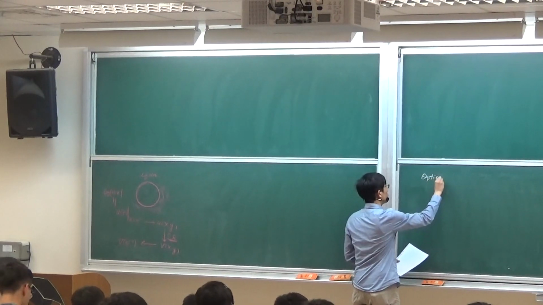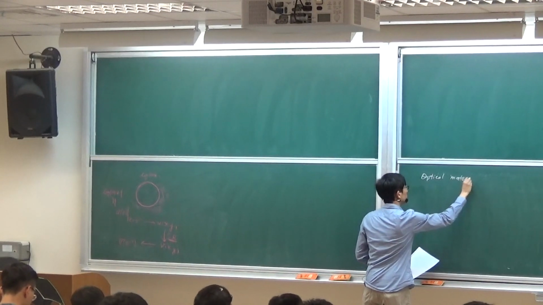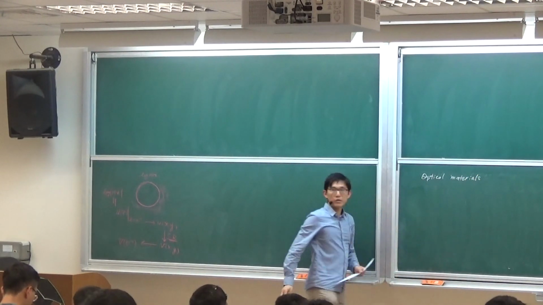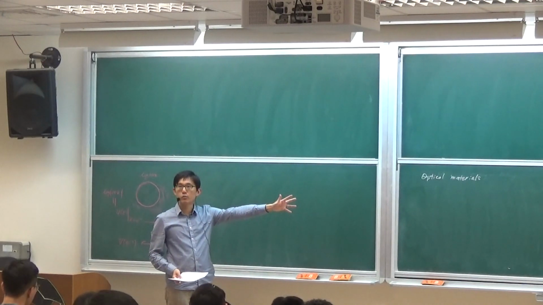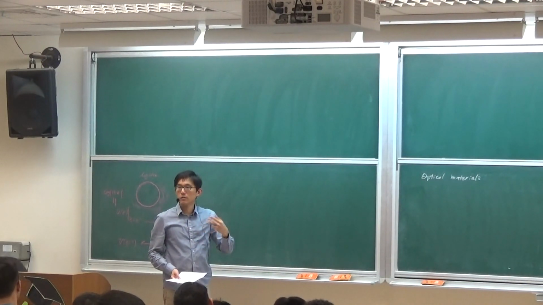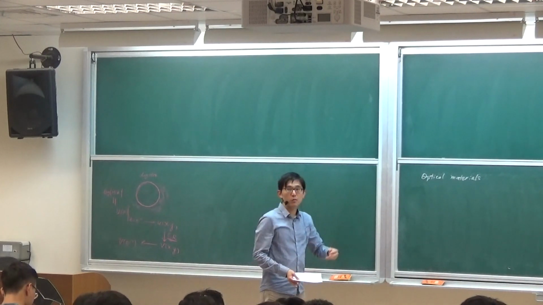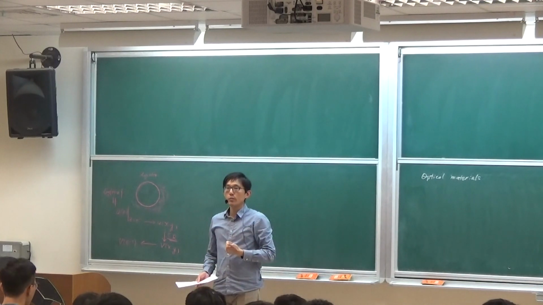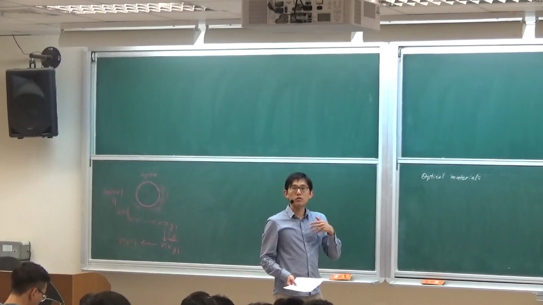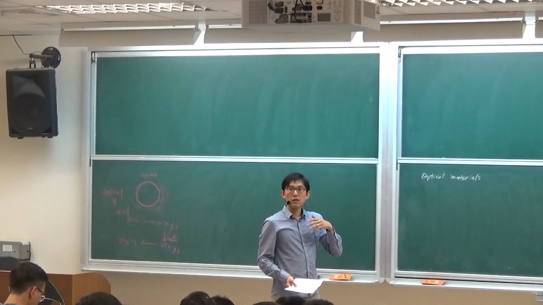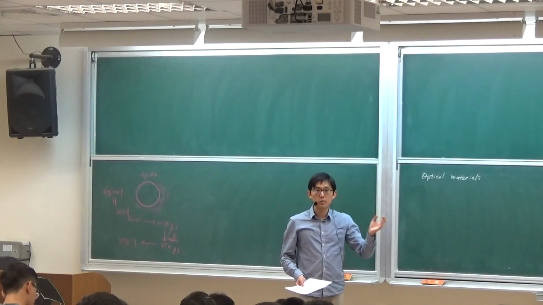So we have optical materials. Let's say we have a piece of optical material, and actually these magnitude and phase responses are meaningful physically. For a piece of optical material, the magnitude response tells us how much the light is attenuated or absorbed in the material per unit distance.